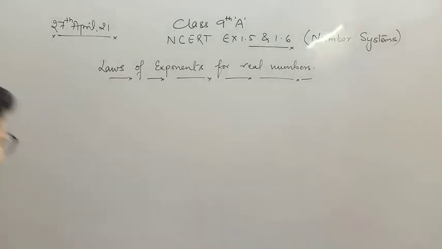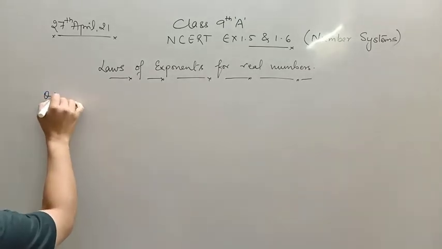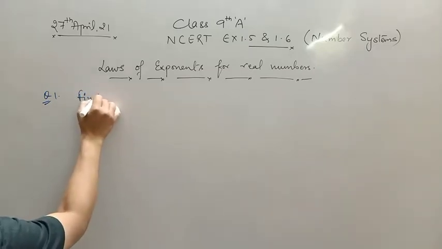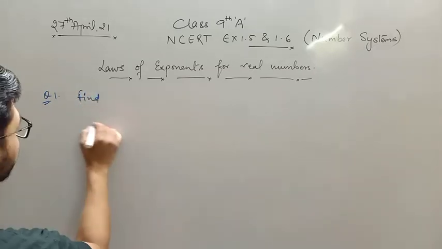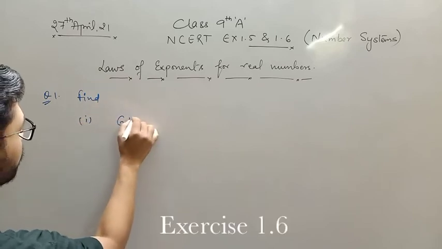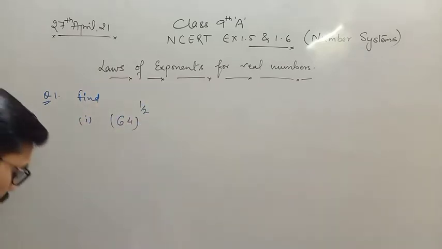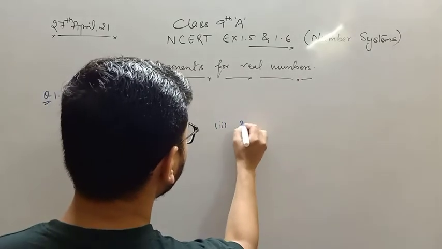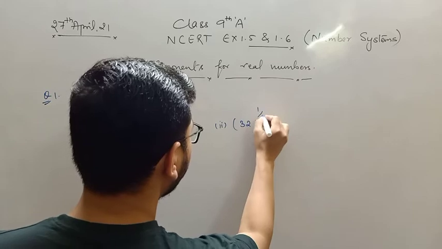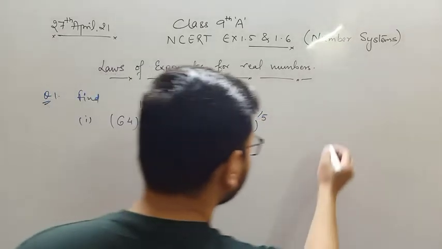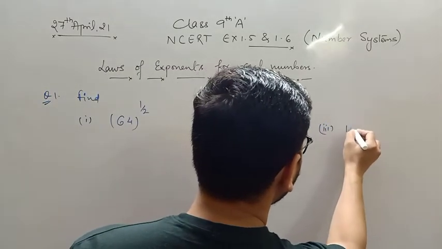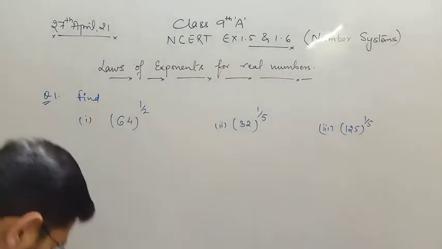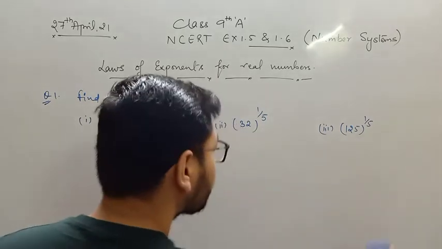Let's say there's one question of exercise 1.6. Find: the first part is 64 to the power 1 by 2. Second is 32 to the power 1 by 5. And the third is 125 to the power 1 by 5. Sorry, 1 by 3.